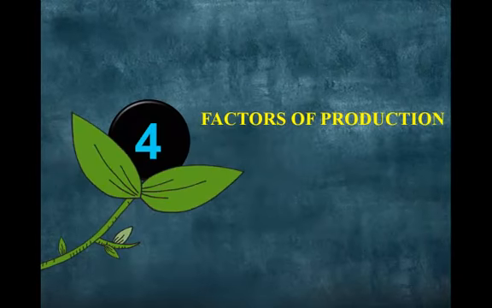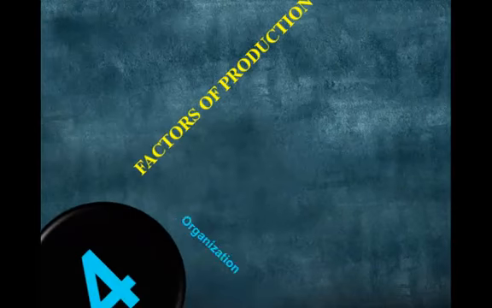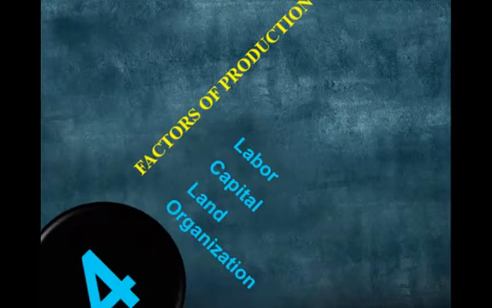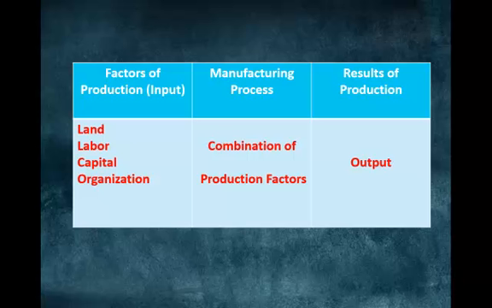To know about production theory, we need to know about the factors of production. There are 4 factors that influence production: land, labor, capital, and organization. Let me repeat: land, labor, capital, and organization. Look at this flowchart. Whenever these factors are combined together, we get the output.